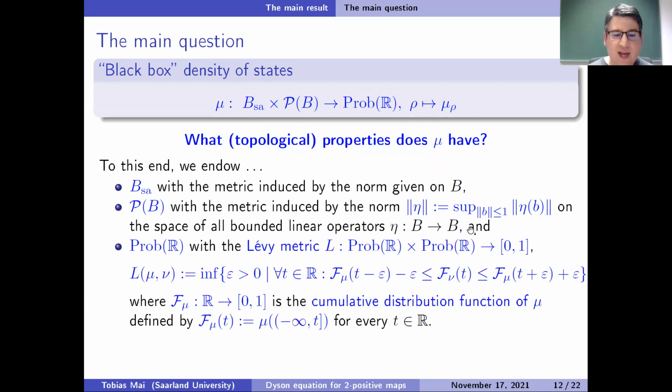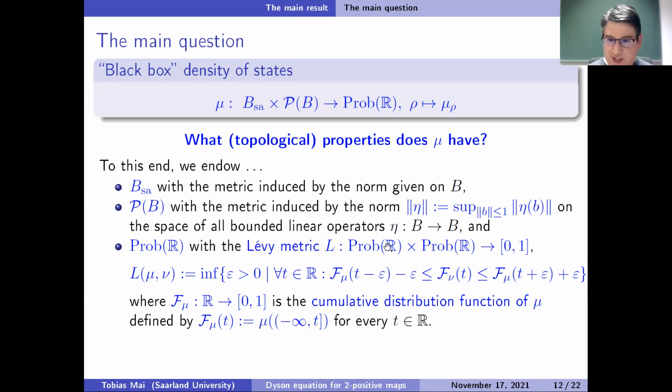So this is easy. And on the probability measures, we take the Lévy metric. So this is the metric which is known to somehow encode weak convergence. So if you have a sequence which converges with respect to the Lévy metric, it also converges weakly and vice versa.